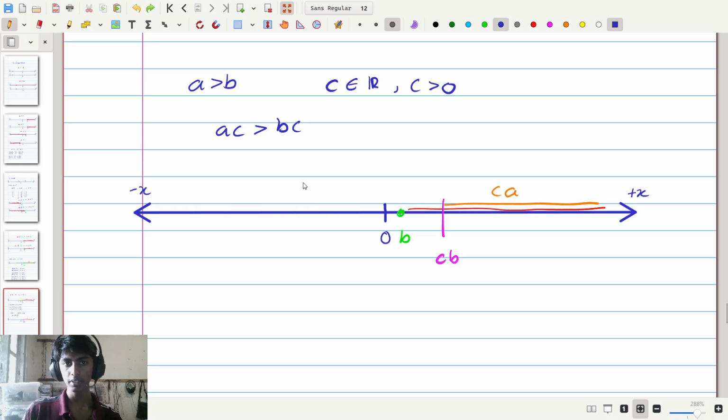And here, by the way, the other set of symbols of course are valid. If A is greater than or equal to B, and C is positive, then A times C is greater than or equal to B times C. Similarly, if A is less than B, and C is a positive value, then A times C is less than B times C. Similarly, A less than or equal to B, and C a positive number, then A times C is less than or equal to B times C.